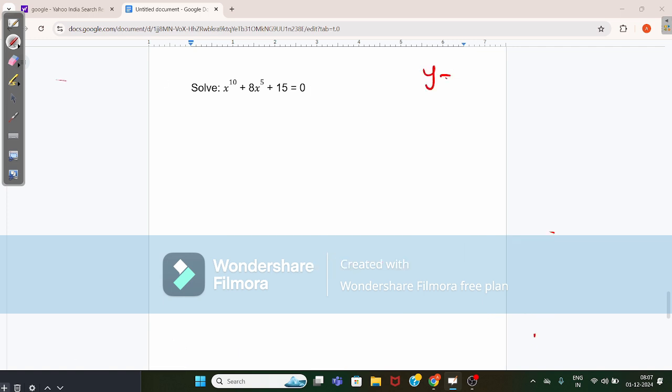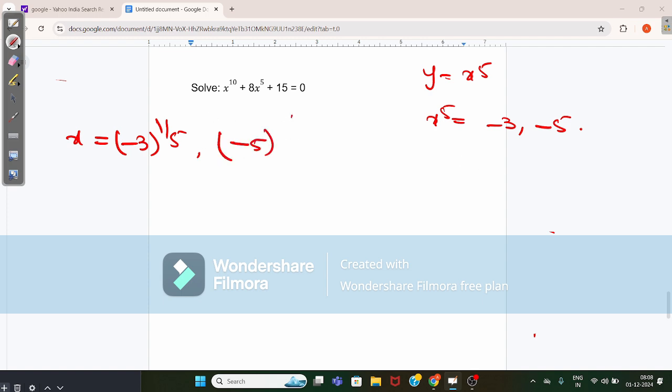Now y equals x power 5, so x power 5 equals minus 3 and minus 5. So what is the value of x? x equals (minus 3) whole power 1 by 5, and (minus 5) whole power 1 by 5. These are the complex roots.